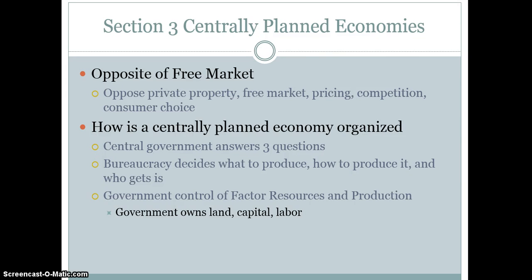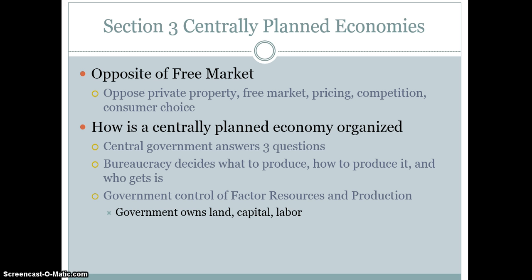This is Chapter 2, Section 3, Centrally Planned Economies. Centrally planned economies are the opposite of a free market. They oppose private property, the free market in general, pricing, competition, and consumer choice. How is a centrally planned economy organized?